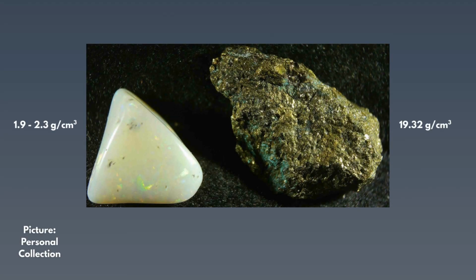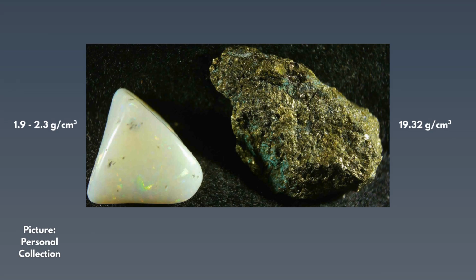Here we have a white opal and some gold. So the opal has a density of 1.9 to 2.3 grams per cubic centimeter, and the gold has a density of 19.32 grams per cubic centimeter. So the gold is a lot denser than the opal.